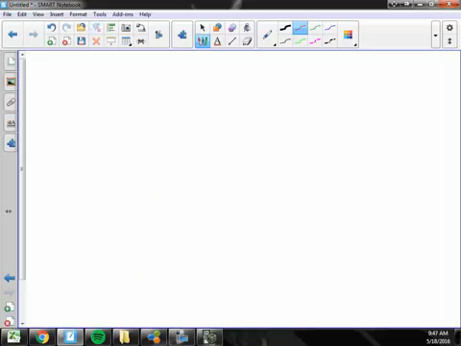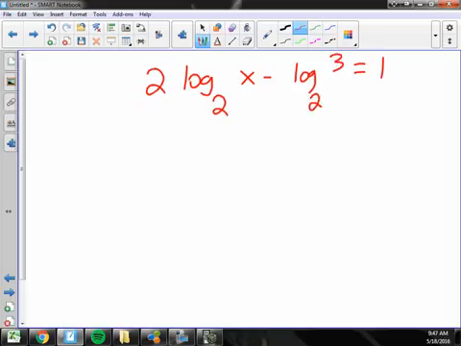15. 2 log base 2 of x minus log base 2 of 3 equals 1. What do we want to do here? We got to move the 2 up to an exponent. Is that going to cause problems? Yes. Because if x is negative and we square it, then it's doable, but the original problem did not have the square up there. So we'll have to double check our answers in the end.